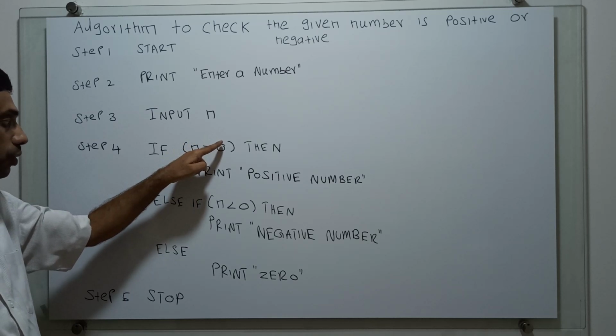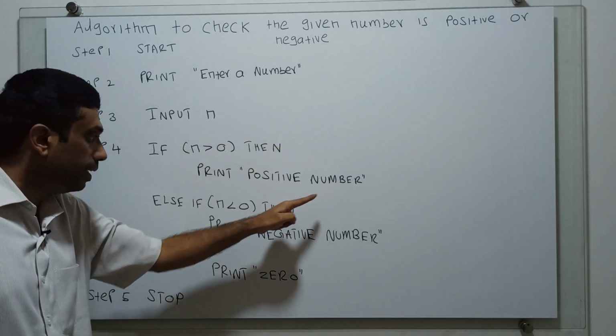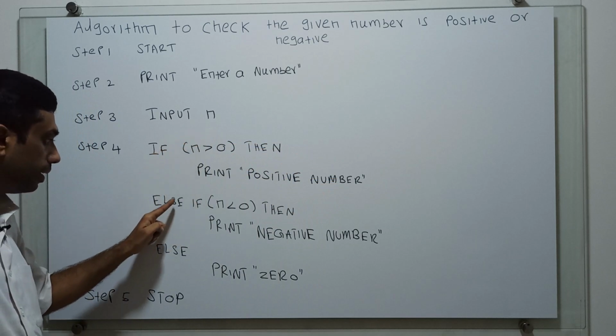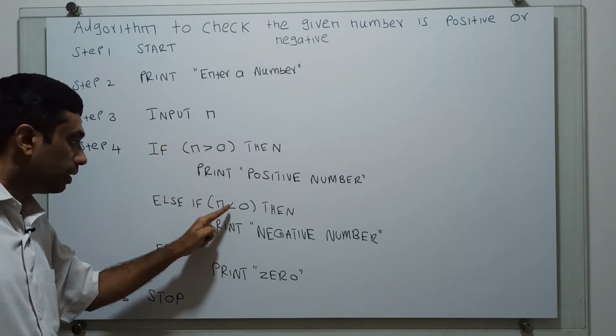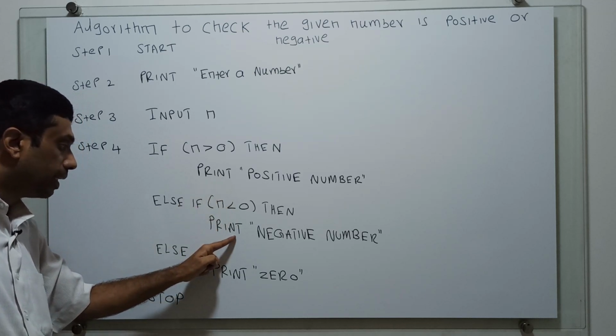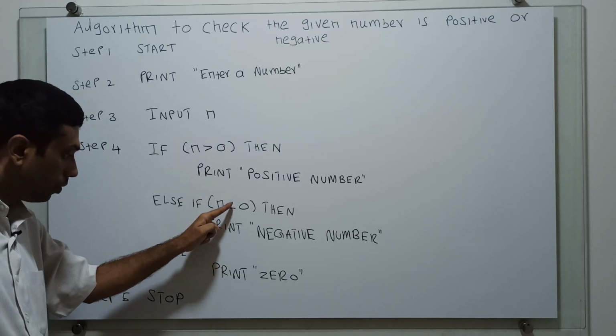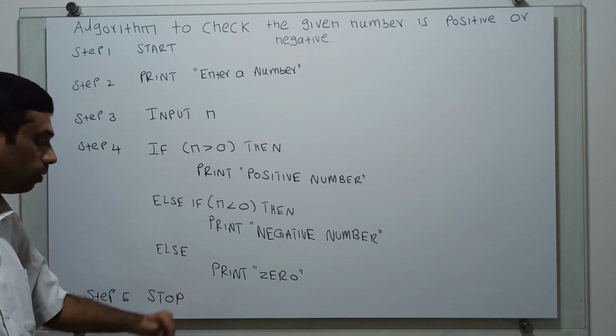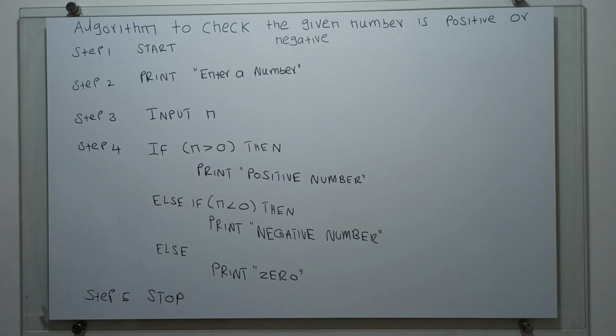If the condition is true, then the statement in the if block will get executed. If this condition is false, then the else if condition will be checked. If this condition is true, the statement under the else if block will get executed. If this is also false, the statement under the else block will get executed. Now we will give some sample input and check how this algorithm works.